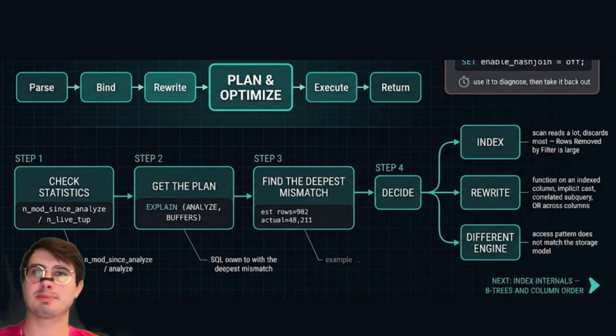Step 2, get the plan with explain. And not just plain explain, but explain analyze buffers, right? Because plain explain will hand you estimates, and estimates are the thing that you currently suspect of lying, so you need the actuals to hold them against.